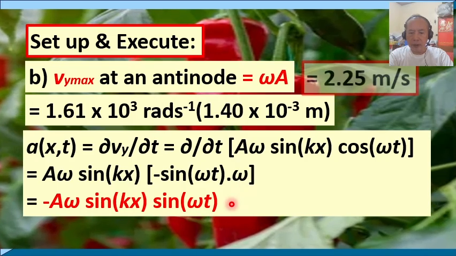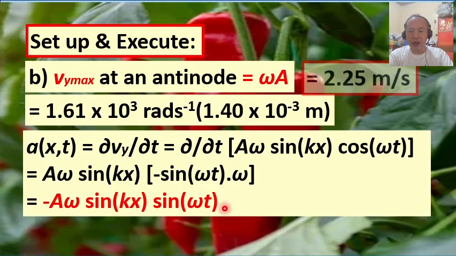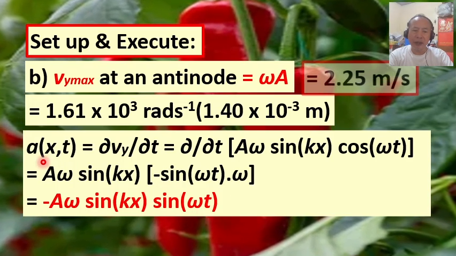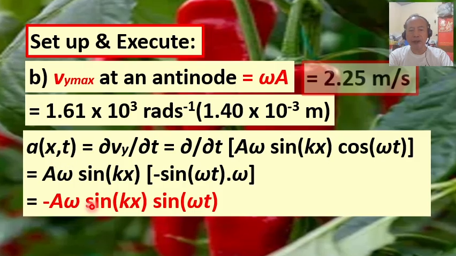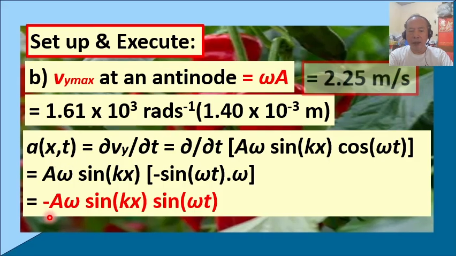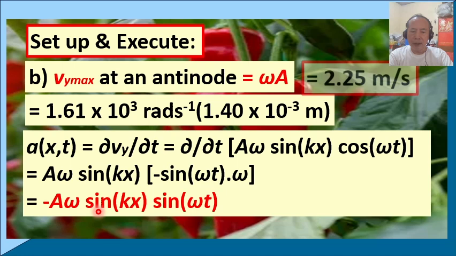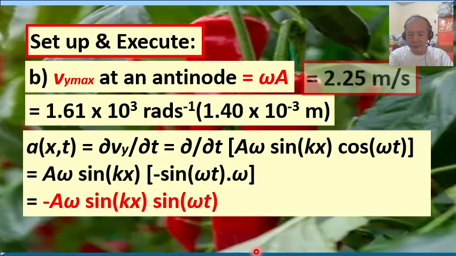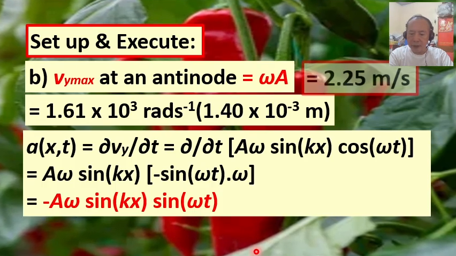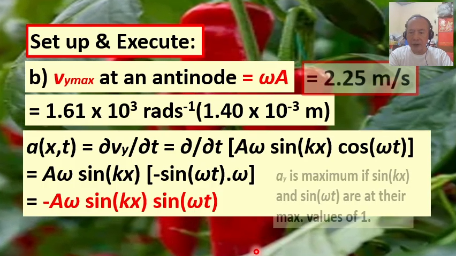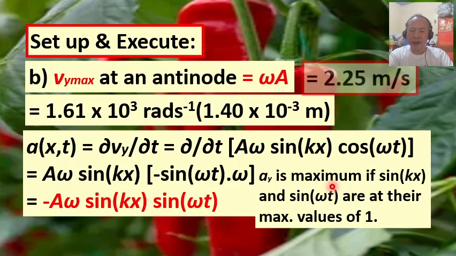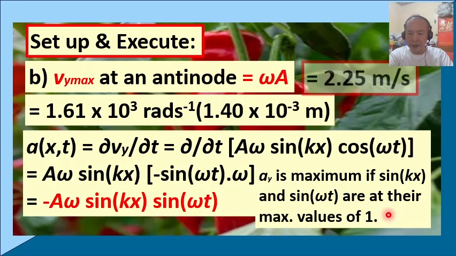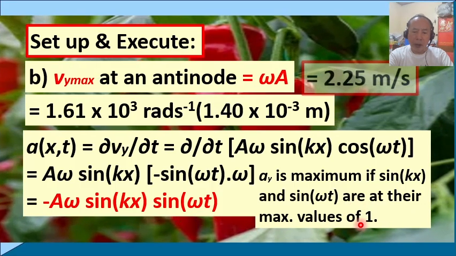Hence, we arrive at this desired expression for the transverse acceleration ay with respect to the time t. That is negative capital A omega squared times sine kx multiplied by sine omega t, where again, the maximum value of the transverse acceleration ay occurs if both sine kx and sine omega t are at their maximum values of 1.